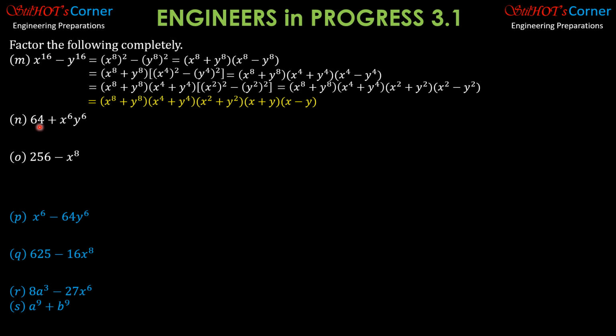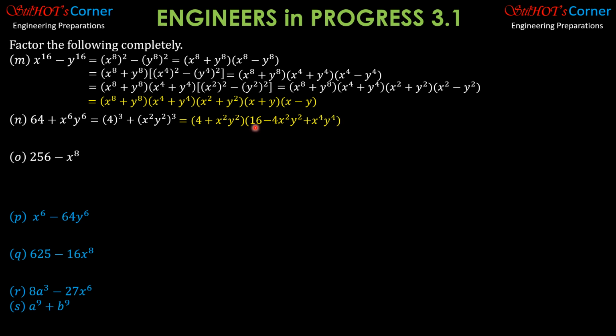This is a sum of two cubes, 4 cubed plus x squared y squared, quantity cubed. So the first factor, the binomial, would be 4 plus x squared y squared. Then the other factor would be the quantity square of 4, which is 16, then minus their product, minus 4x squared y squared, and the square of x squared y squared, plus x to the fourth y to the fourth.